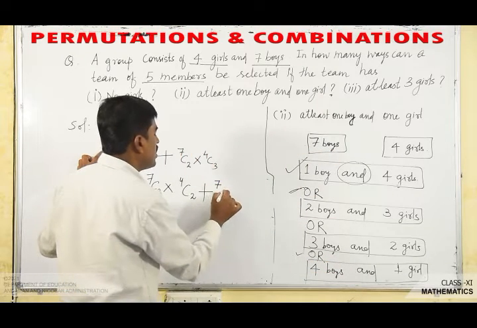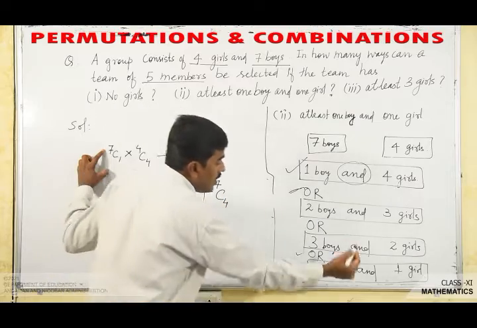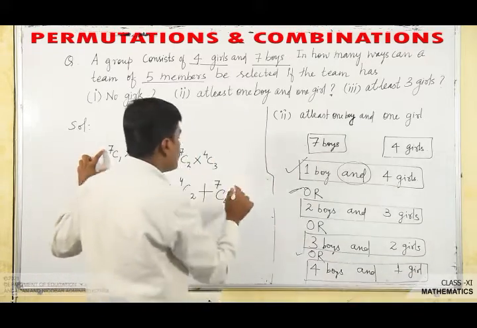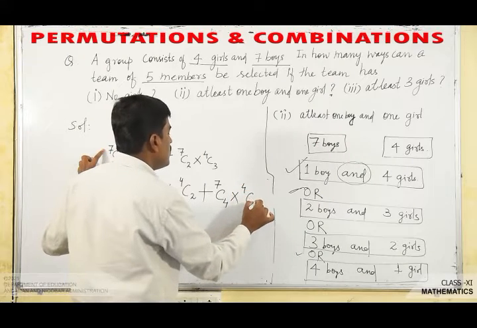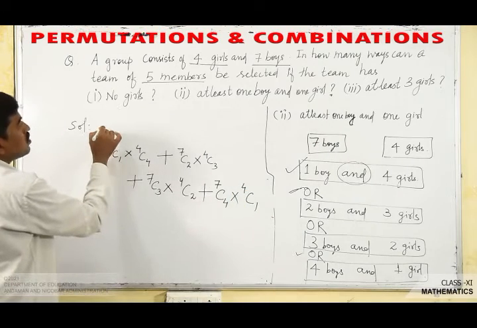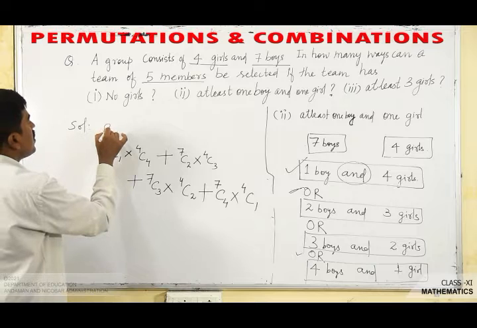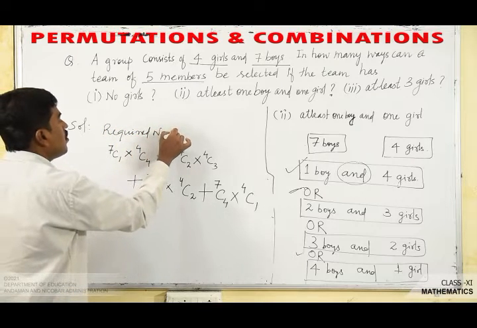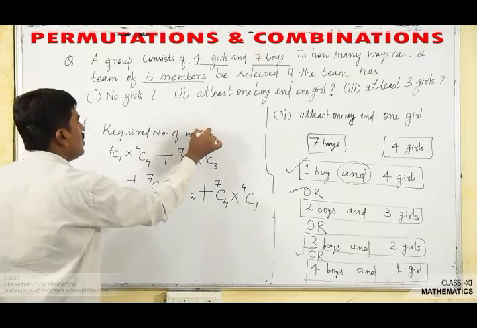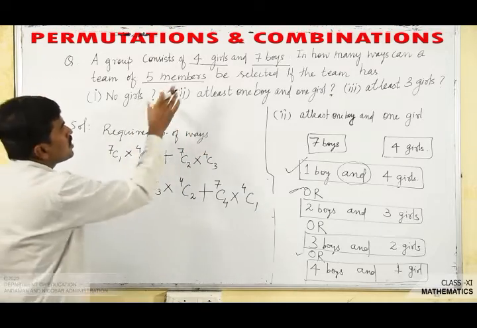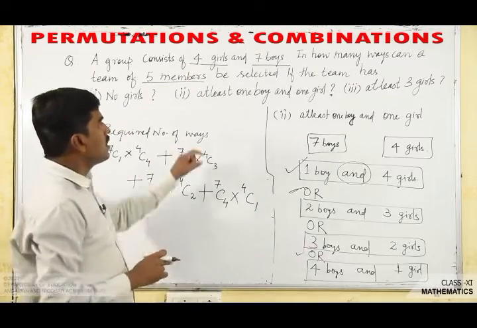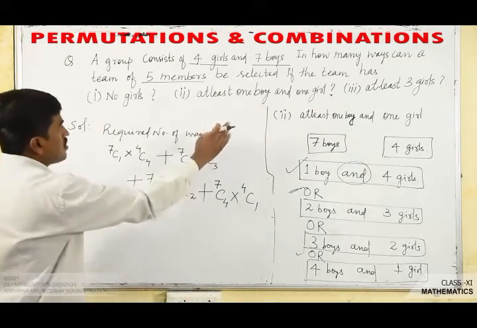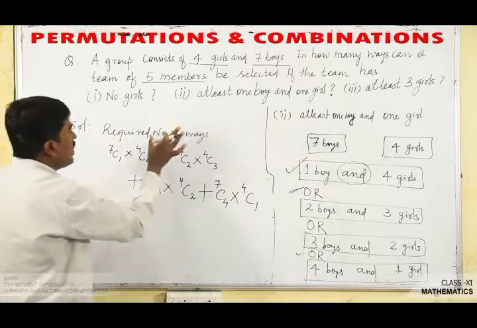So it can be done in 7C4 ways, and one girl out of these 4 girls, so 4C1. So this is the total number of required ways in which these 5 members can be selected if there is at least one boy and one girl. Okay, this is the second one, at least one boy and one girl.